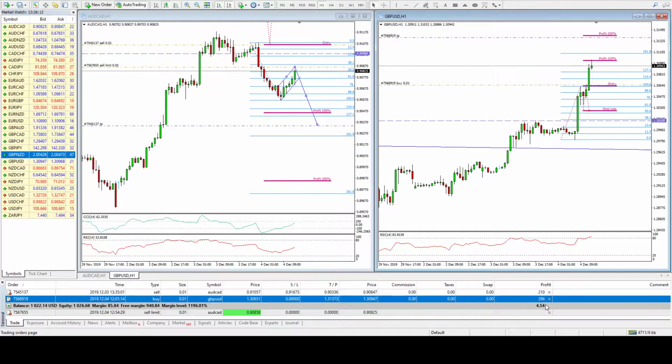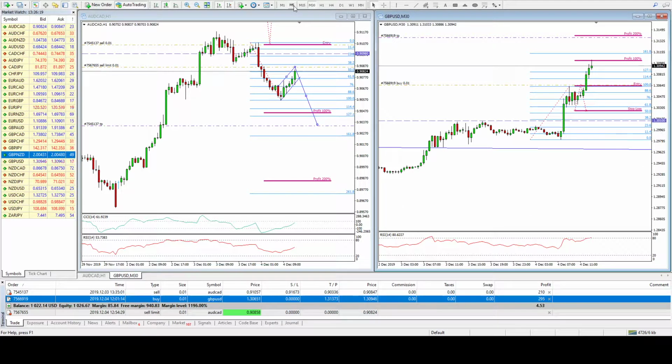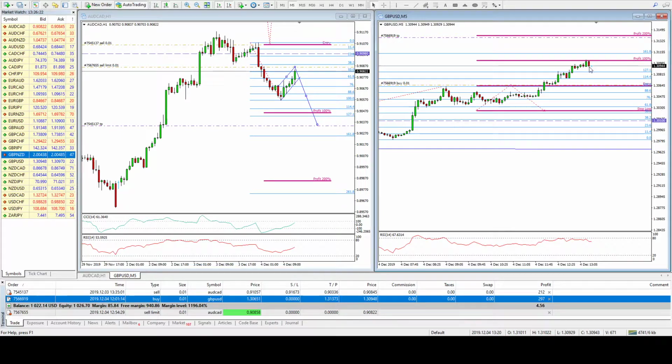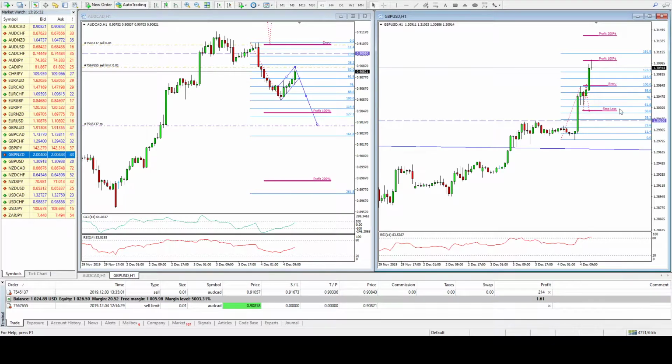I don't like it. I'm going to close pound dollar. Actually, hold on. Yeah, I'm going to close pound dollar. I'm going to take that 30 pip. And what I'm going to do, I'm going to wait for this to come and retest the last support, which is right here. And I will enter again.